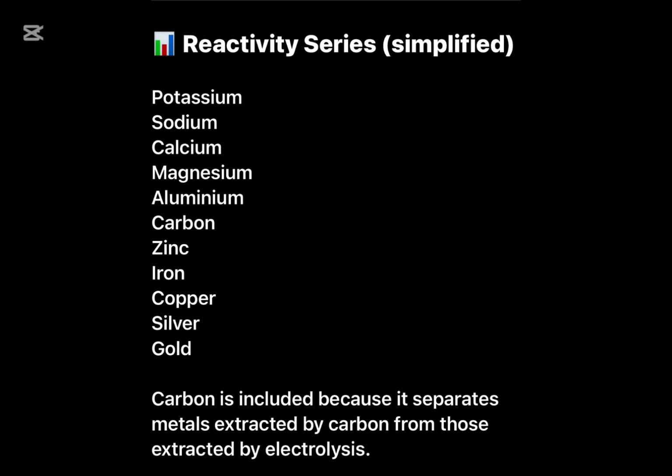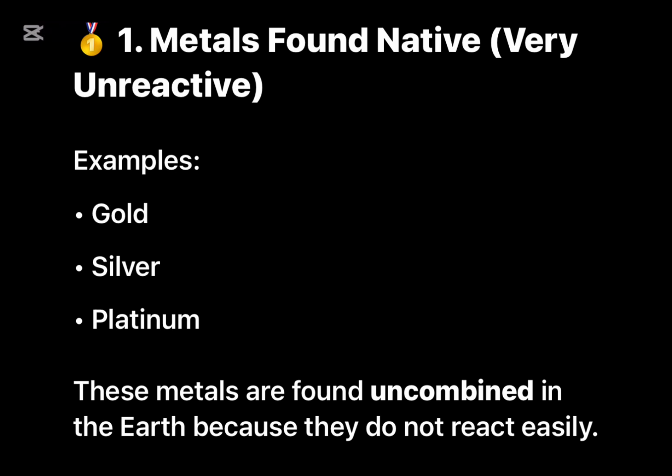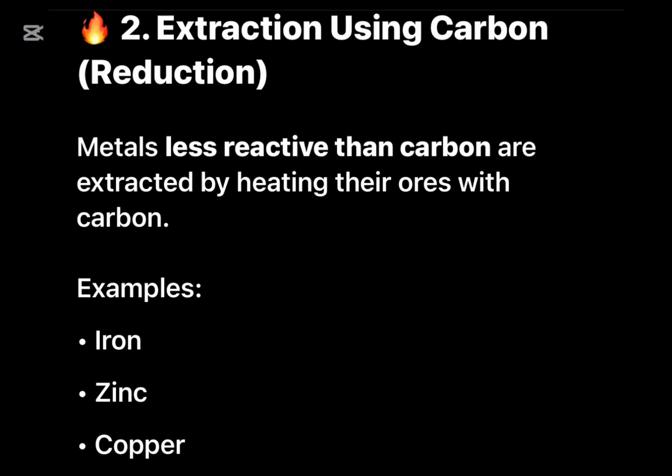Let's talk about metals found native. You can see examples right here: gold, silver, and platinum. These metals are found uncombined in the earth because they do not react easily. They are unreactive. Now, let's move to the extraction processes. First of all is extraction using carbon, which is a process of reduction. Metals less reactive than carbon are extracted by heating their ores with carbon, and such metals include iron, zinc, and copper.